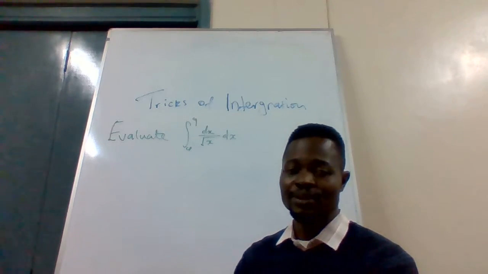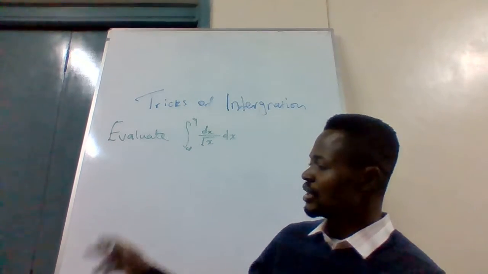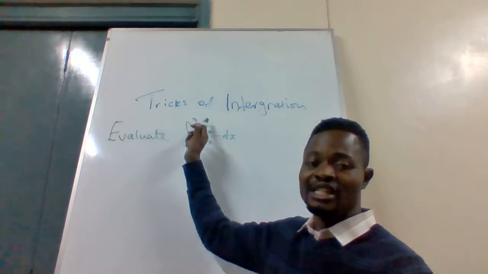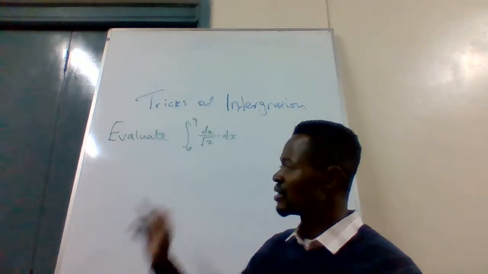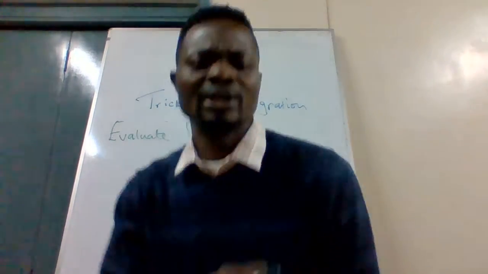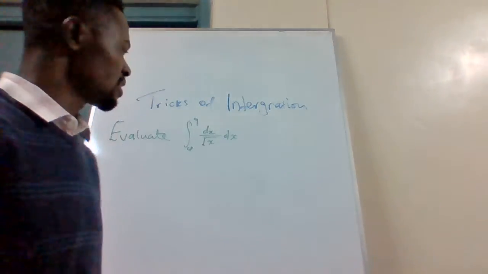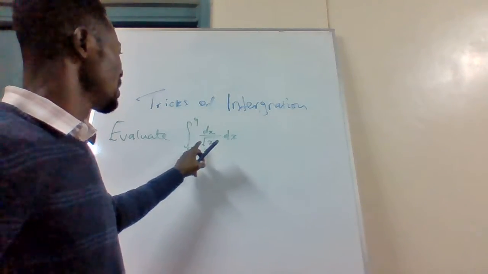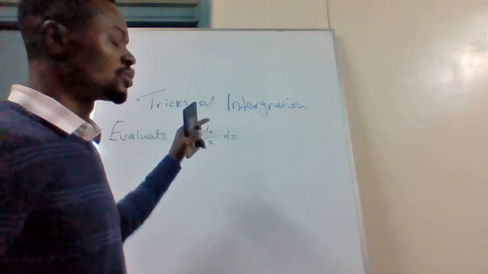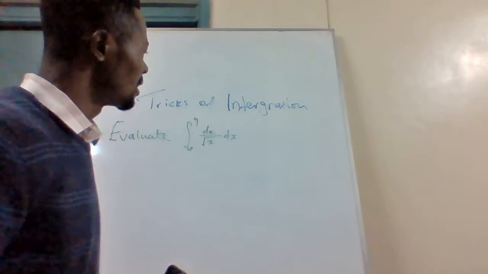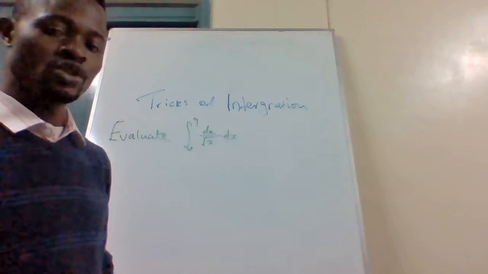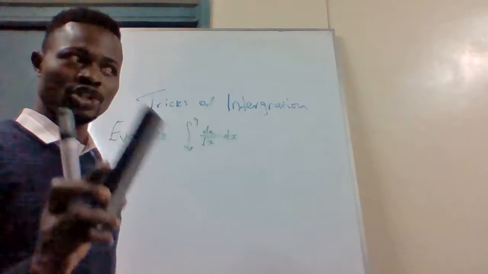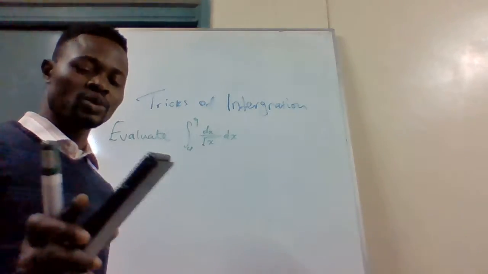But sometimes it becomes a bit tricky, like in our question: you have to evaluate the integral from 4 to 9 of dx over root x. Now, how can you do that? Whenever you are given such an equation, the first thing to do is to change this root sign, because here you have root x. The quickest way to do it is to use your calculator, even though sometimes it is a bit tricky if you don't know how to use it.